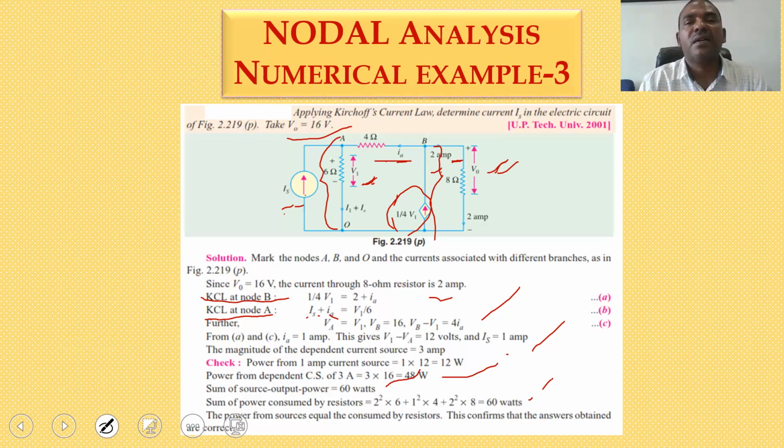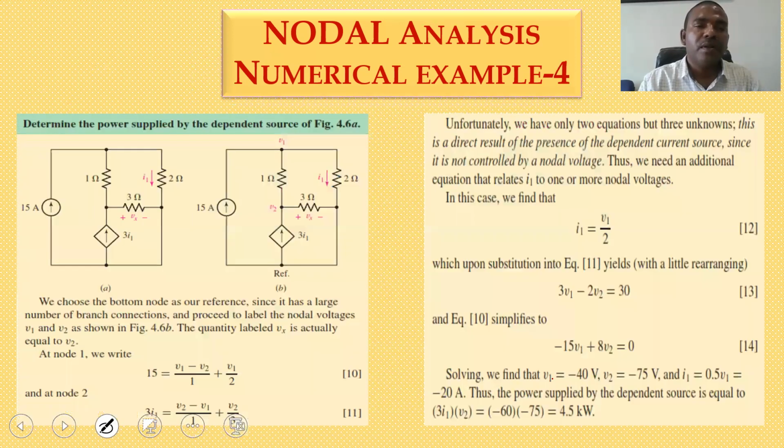Okay. So next, coming to another example. You have to determine the power supplied by the dependent source. That value you have to calculate. So here I am going for the nodal analysis. I am taking the node voltages as V1, V2 and the reference. Here I have represented them, and with respect to that I am writing the expressions.